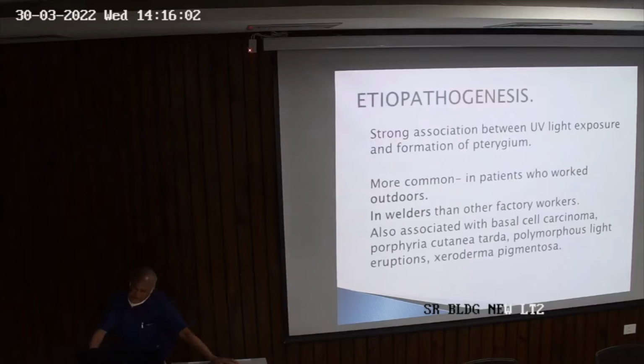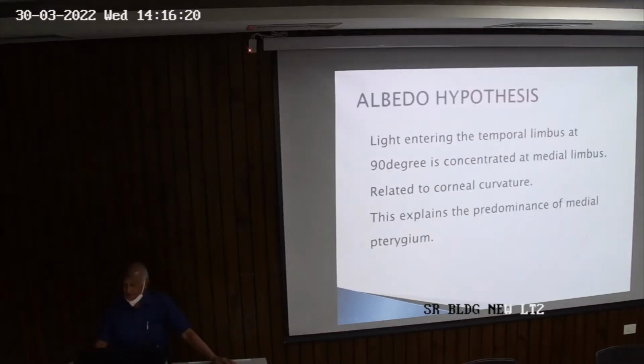Etiopathogenesis: there is a strong association with UV light exposure. As I explained, it is more common in patients who do outdoor activities, as they are more exposed. So if anybody asks you the most common etiological factor for pterygium, it is UV rays. There are others also, like dust particles, some allergens or infection. Some say this is a viral infection also, but the most widely accepted is the UV rays factor.